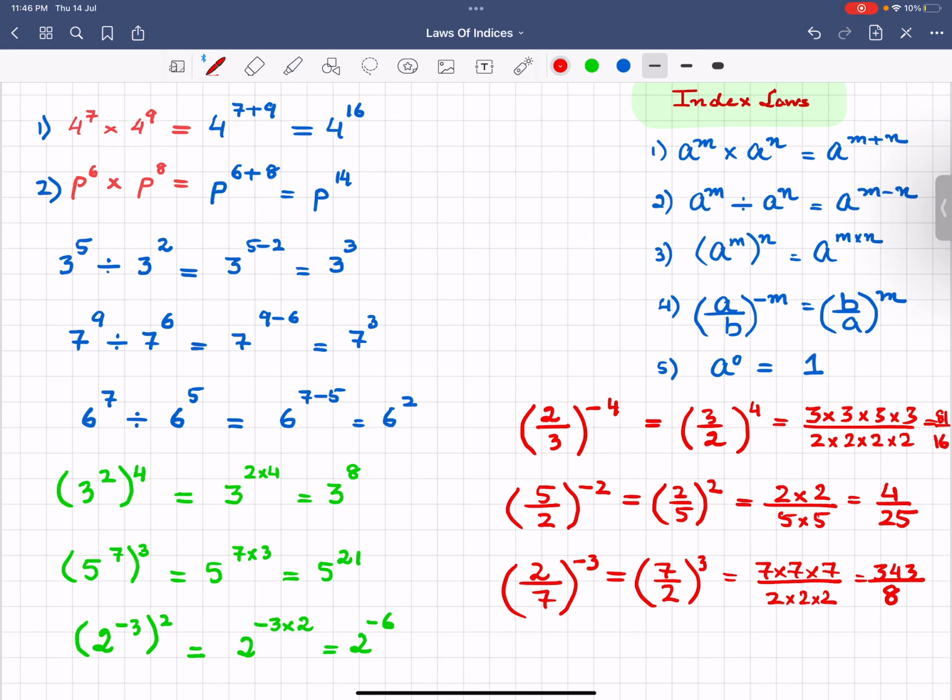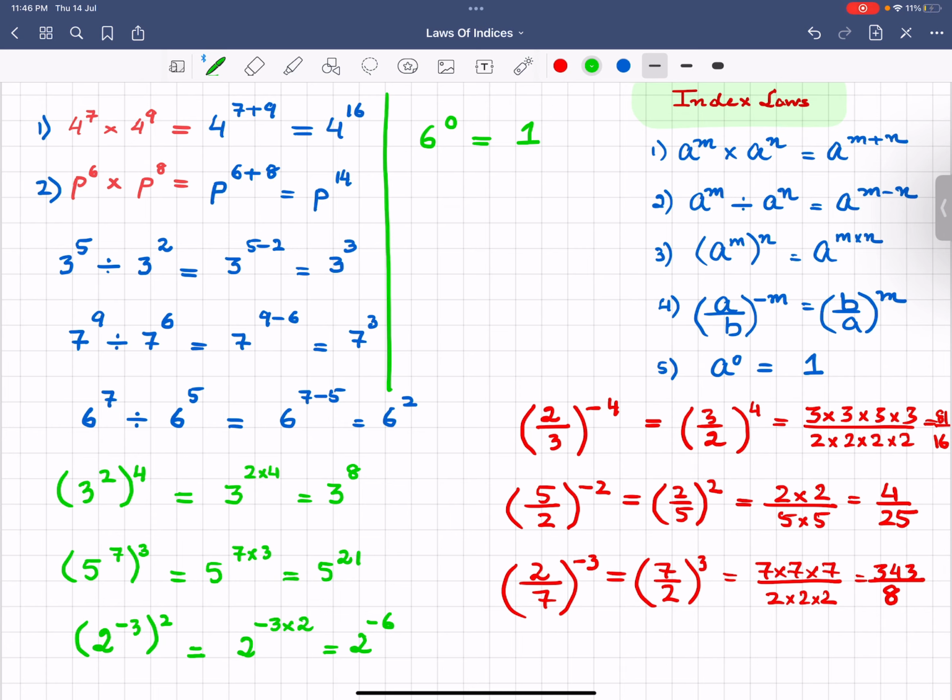Next one, we have the fifth law of index, and that is a very simple one. All we need to understand here is that if I have been given any number and it has a power 0, then its value is going to be 1. So let's try a few examples here. For example, I have a number 6. So 6 to the power of 0 will give me 1. So it's just any number to the power of 0 basically gives me 1.